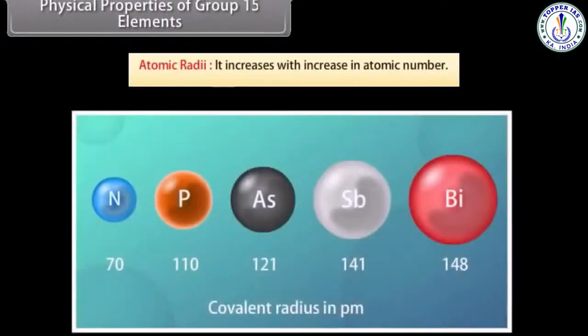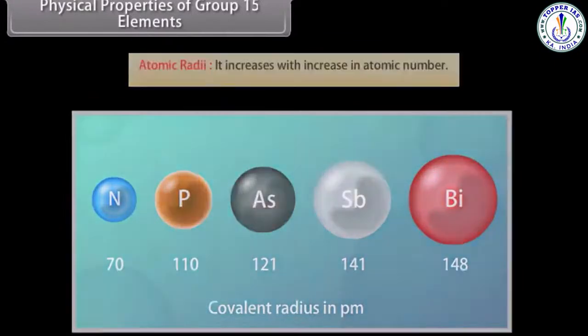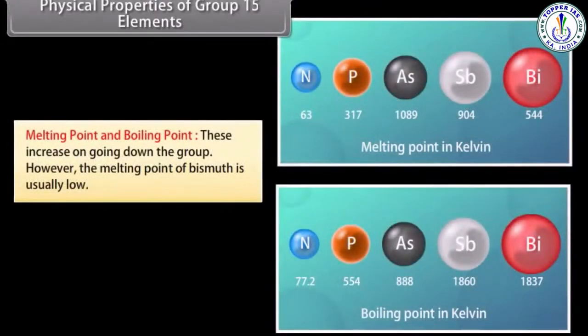Physical properties of group 15 elements. Atomic radii: it increases with increase in atomic number. Melting point and boiling point: these increase on going down the group. However, the melting point of bismuth is unusually low. This may be due to more tendency of bismuth to form 3 rather than 5 covalent bonds. Thus, there are weak forces of attraction between their atoms in solid state, responsible for its low melting point.